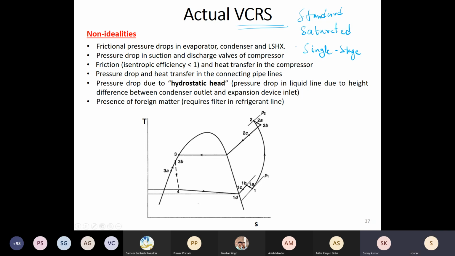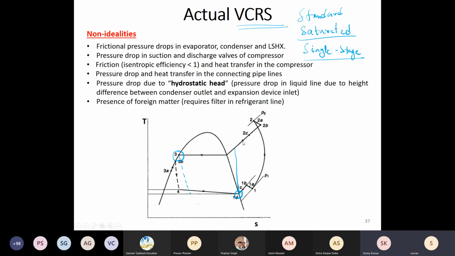no pressure drops in the refrigerant pipeline. Okay, so we were assuming it to be isobaric. Saturated means in the system without any subcooling or superheating, we assume saturated vapor over here and saturated liquid over here. Okay, and single stage means we are compressing the vapor in a single stage compressor.